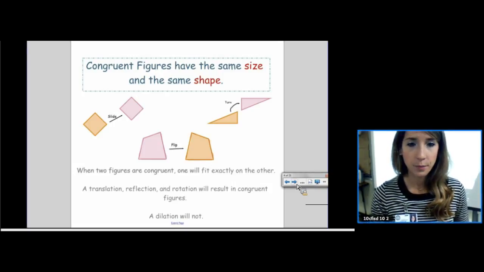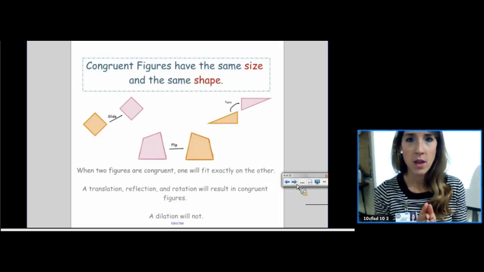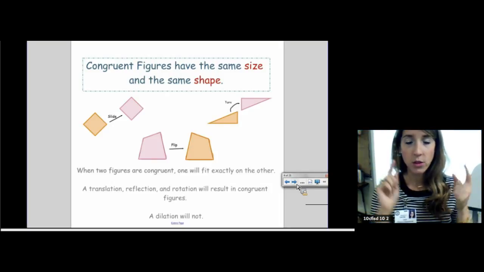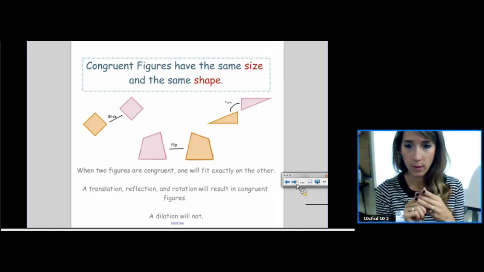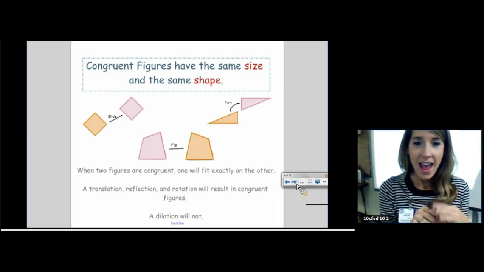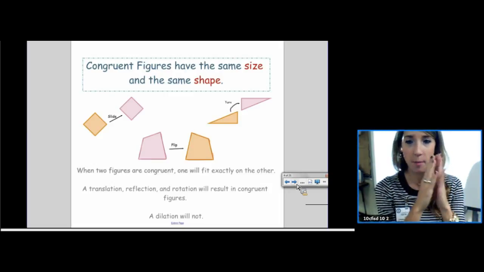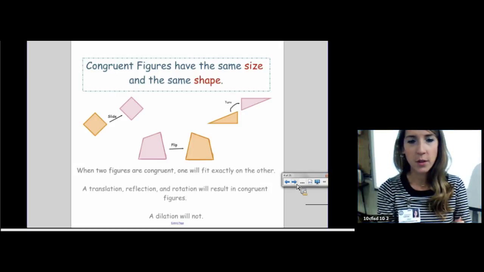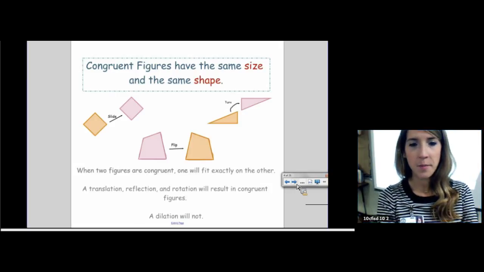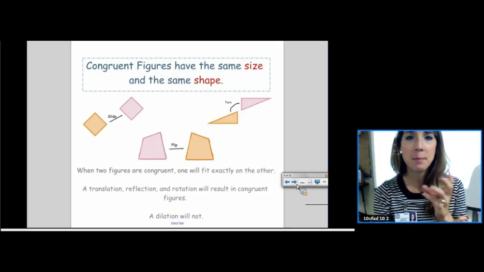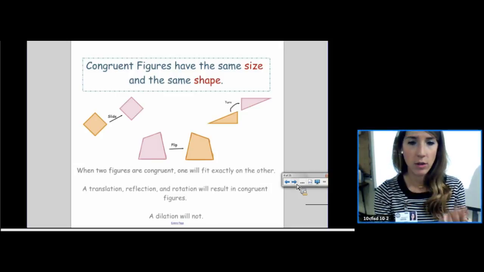I was just trying to show you that if two figures are congruent, then you can map one figure to the other using translations, reflections, and/or rotations. So if you can take a figure, slide it, flip it, or turn it, and it lands perfectly on top of the other figure, then you have congruent figures. Those are called isometries, but we're not going to get into that.